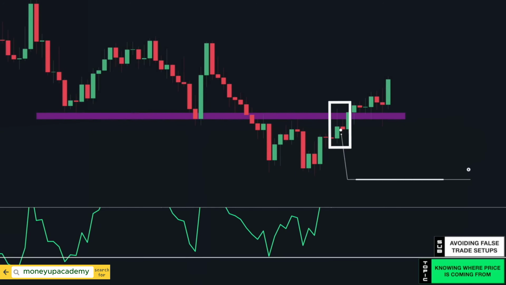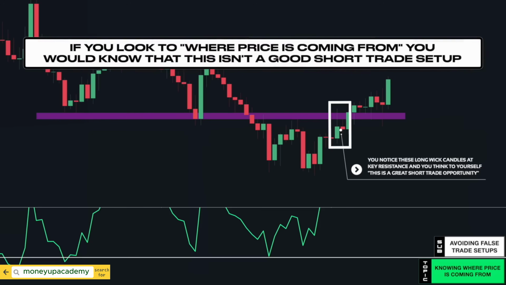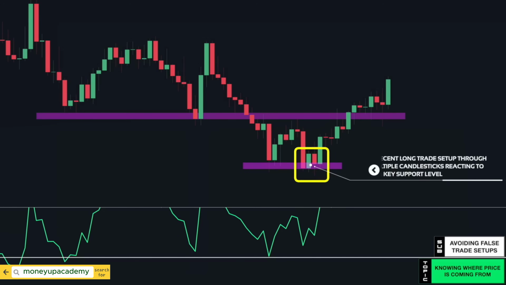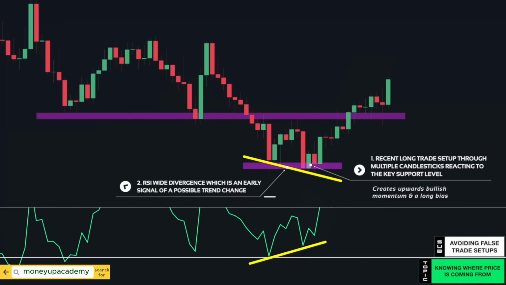You notice these two long wick candles at the key resistance level, and you think to yourself, this is a great short trade setup. But now if you look to the left and to where price is coming from, you would know that this isn't the best short trade setup. You had a clear recent long trade setup here through the multiple long wick candles reacting to the support level. This was also a wide divergence, which is a higher quality reversal trade setup.